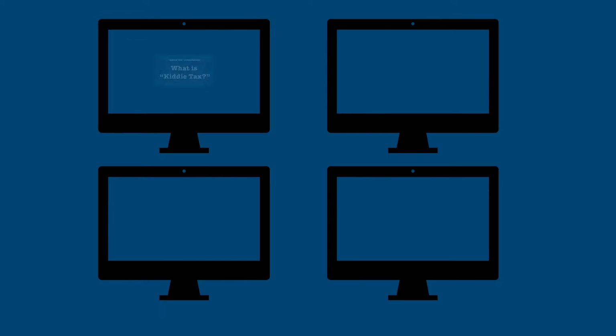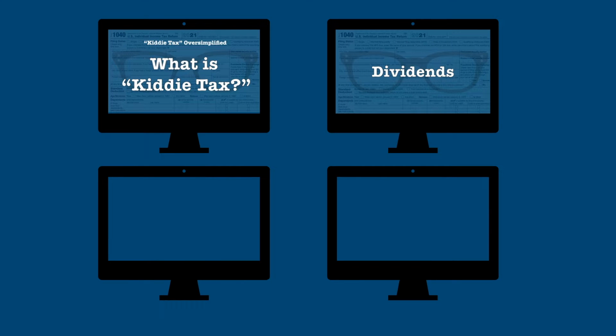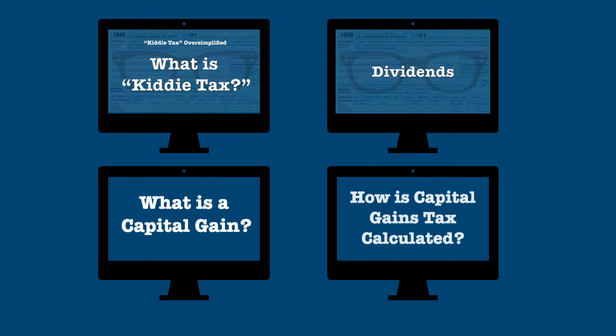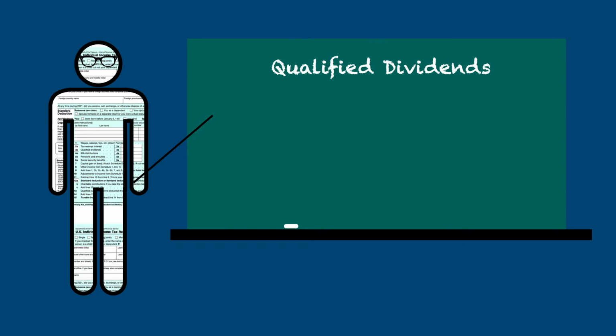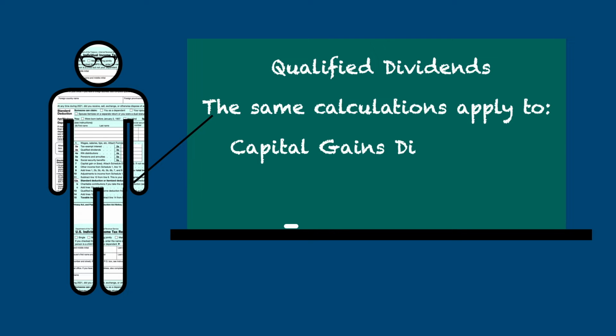First of all, if you haven't watched my other videos on the Kiddie Tax, qualified dividends, and capital gains, you might want to do that before watching this video. Otherwise, this video won't make much sense to you. You can find a link to a handy playlist of these videos using the card above or a link on the end screen. For simplicity's sake, I am using qualified dividends to demonstrate this concept. However, the same calculations would apply to any sort of capital gain distribution or long-term capital gain as well.